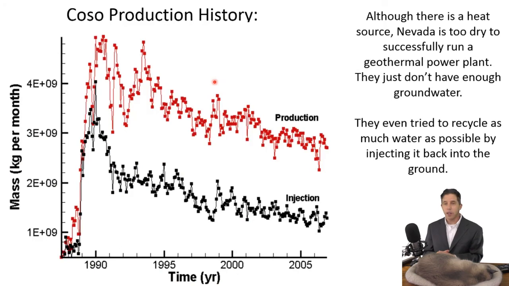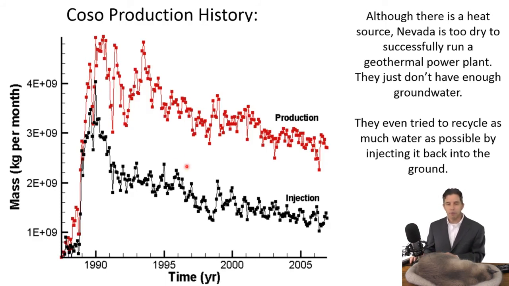So one of the things that they did, they realized early on, is they have to pump that water back into the ground. So the idea is they pump the hot water out, they run it through the steam turbine, generates electricity, then they take it after it's gone through the turbine, and they pump as much of it as they can back into the ground.